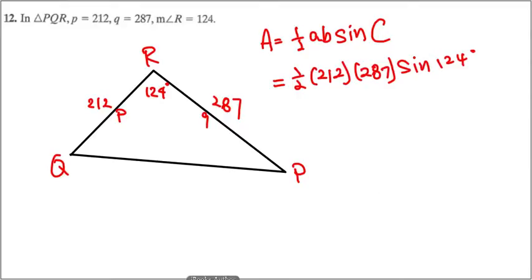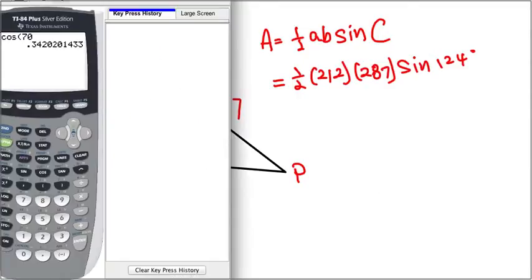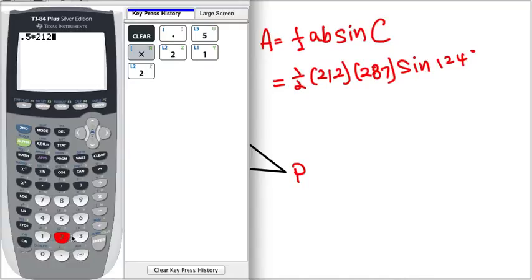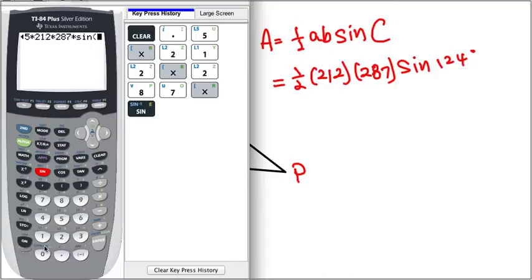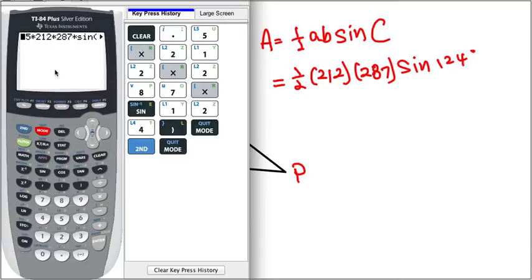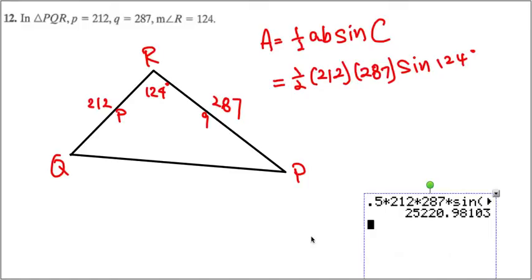Now, let's put that into a calculator. 0.5 in place of 1/2, times 212, times 287, times sine of 124. Now I just want to check the mode. It's in degrees. That's great. So once we calculate that, it becomes this value.